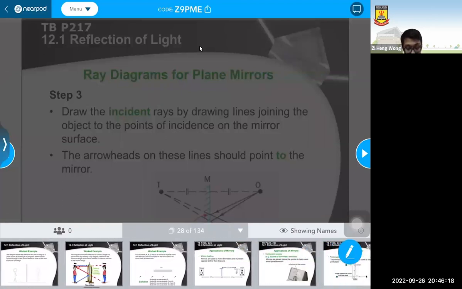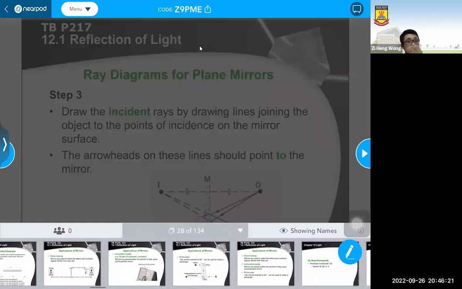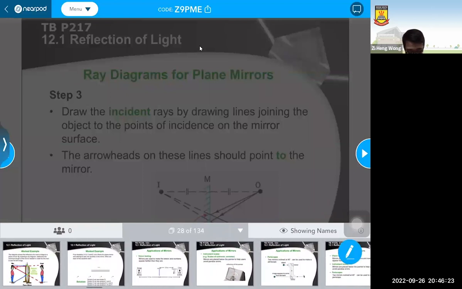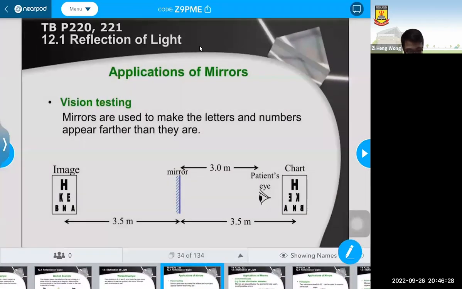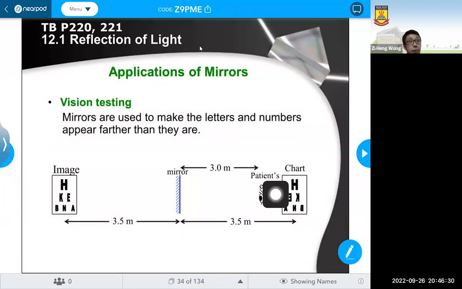Some applications for mirror. These are some of the applications. For example, if you are in those vision testing rooms, like I said, the chart can be placed behind you, but when you look at the image of the chart through the mirror, you'll be much further away. Like in this case, even though the room is maybe only 3.5 meters, I can make you look at something as if it is 6.5 meters away in a very small room. So this is one of the applications.